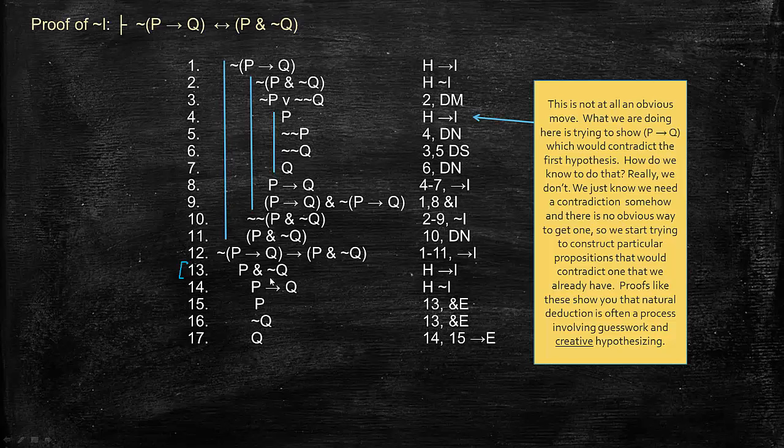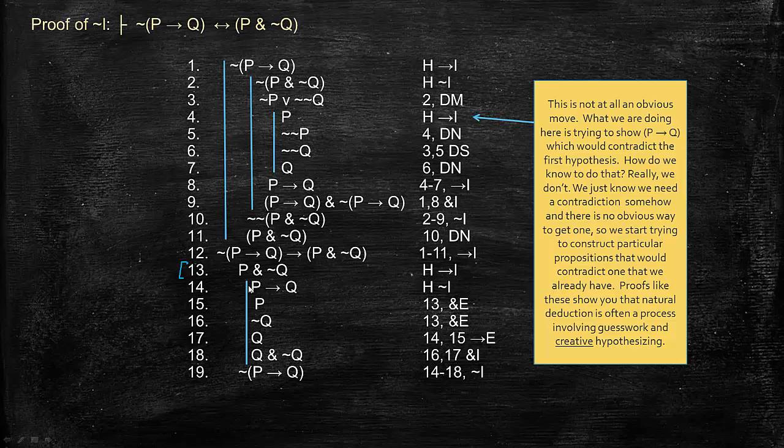What are we trying to do? We're trying to get a contradiction, and now we have a contradiction with Q and not Q, which we can state, 16 and 17, and introduction. And having achieved our contradiction, we can assert the negation of our hypothesis. So it's not the case that if P then Q, drop that line, right?